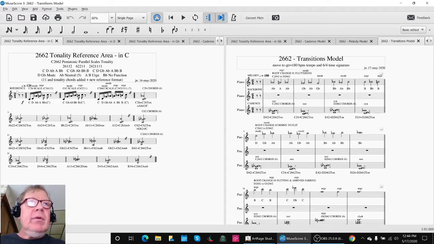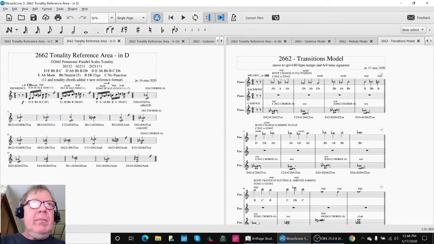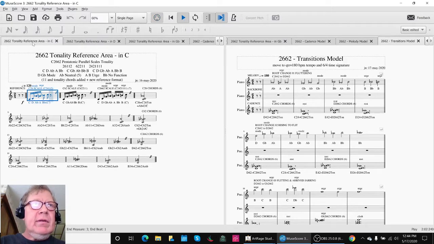We had to make a new reference sheet. This is C2662. But when we jump it up by half tones, it sounds like this. Hear the difference?